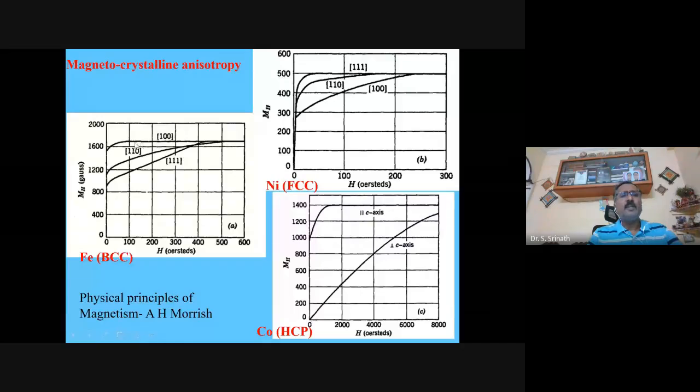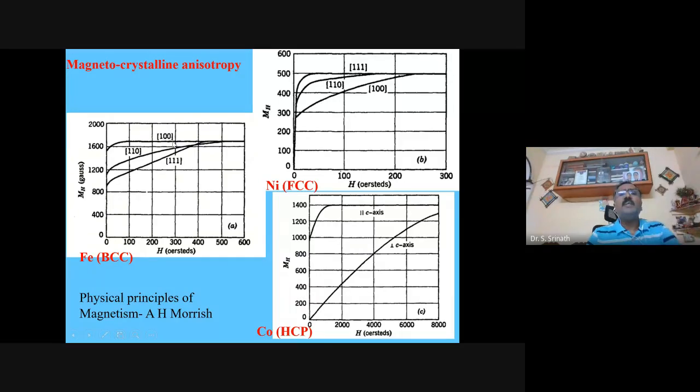Field direction, and magnetization will have a maximum value. So this is the saturation value. So this is 100 and the corresponding family of directions. When I say that, what I mean is 1 bar 0 0, 0 1 0, 0 0 1 bar, and so on. So these 6 directions. Why am I getting 6 directions?